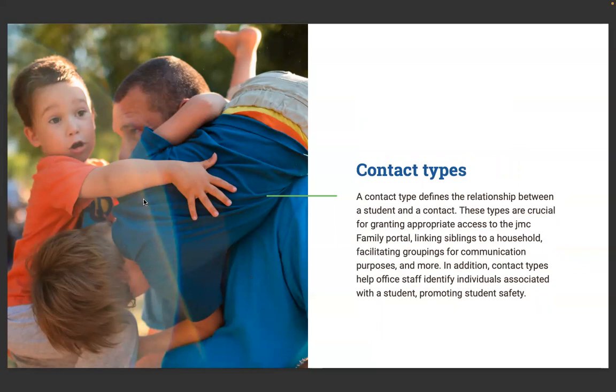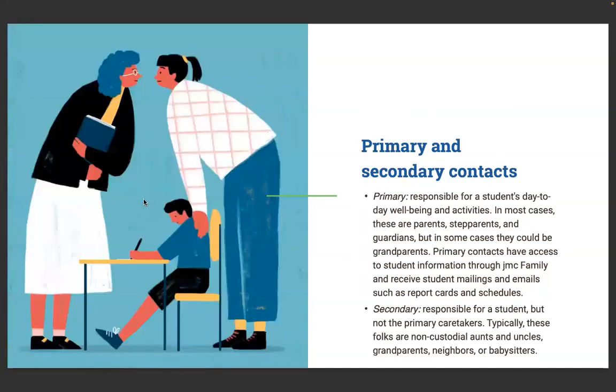We have a variety of different contact types. A contact type defines the relationship between a student and a contact. These types are crucial for granting appropriate access to the JMC Family Portal and linking siblings to a household. So this allows you to facilitate groupings for communication purposes and more. In addition, contact types help the office staff identify individuals that are associated with a student, promoting student safety.